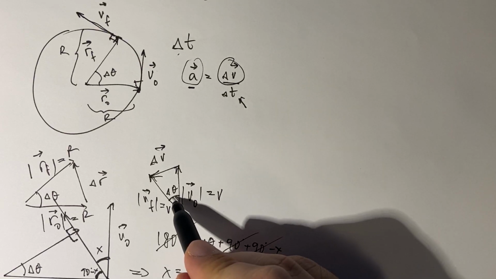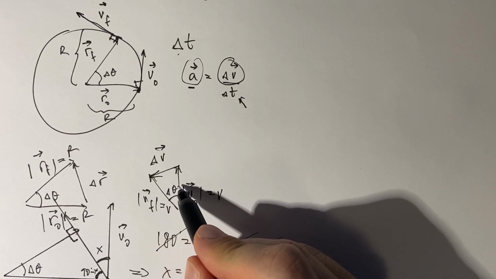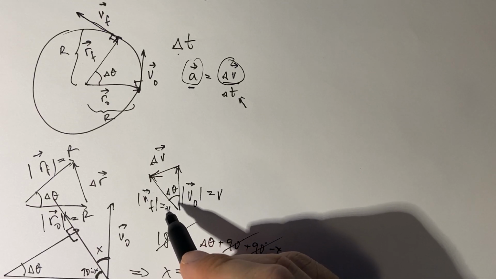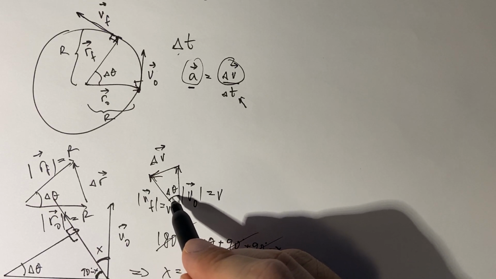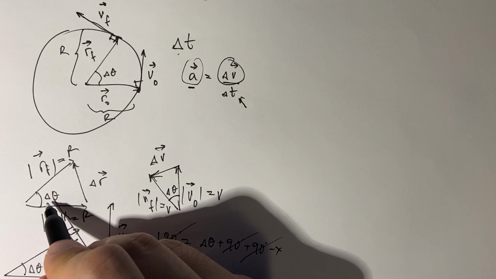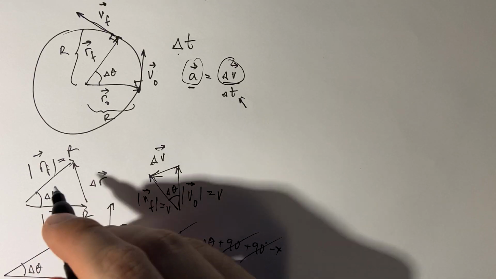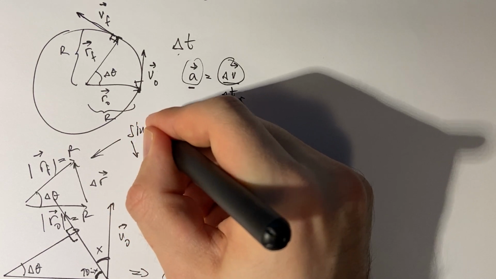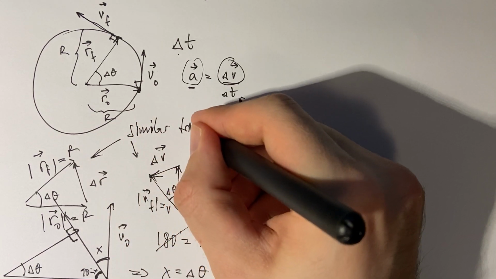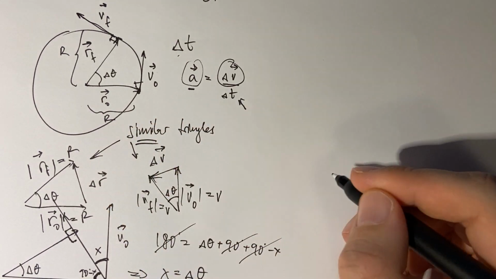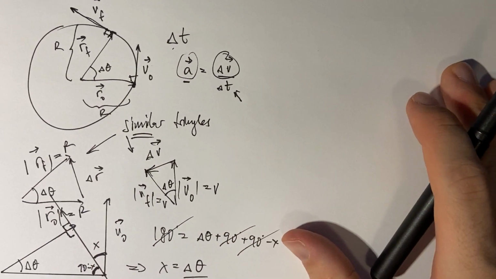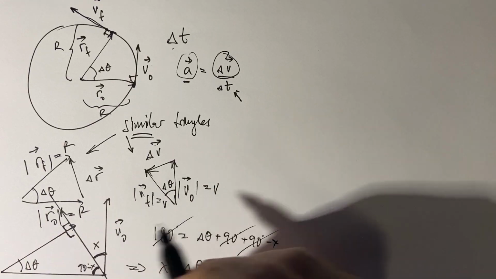So we have two sides that are equal in this triangle, and we have delta theta, which means that we have an isosceles triangle here, and we have the same angle here, delta theta, and two equal sides, which means that these two triangles are similar triangles, which gives us the possibility to have some nice ratios between these two triangles.